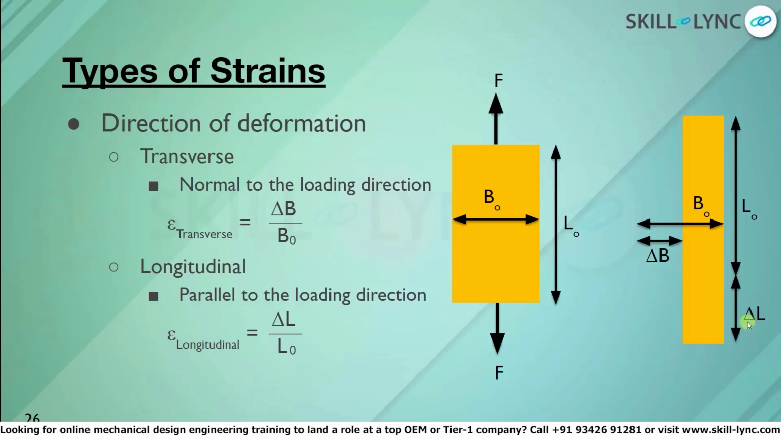Elongation is delta L. Thus, the transverse strain, which is normal to the loading direction, is equal to delta B, which is the reduction in width, divided by B naught, which is the original width. Similarly, longitudinal strain is parallel to the loading direction. Thus, longitudinal strain is equal to delta L, which is elongation, divided by L naught, which is the original length.